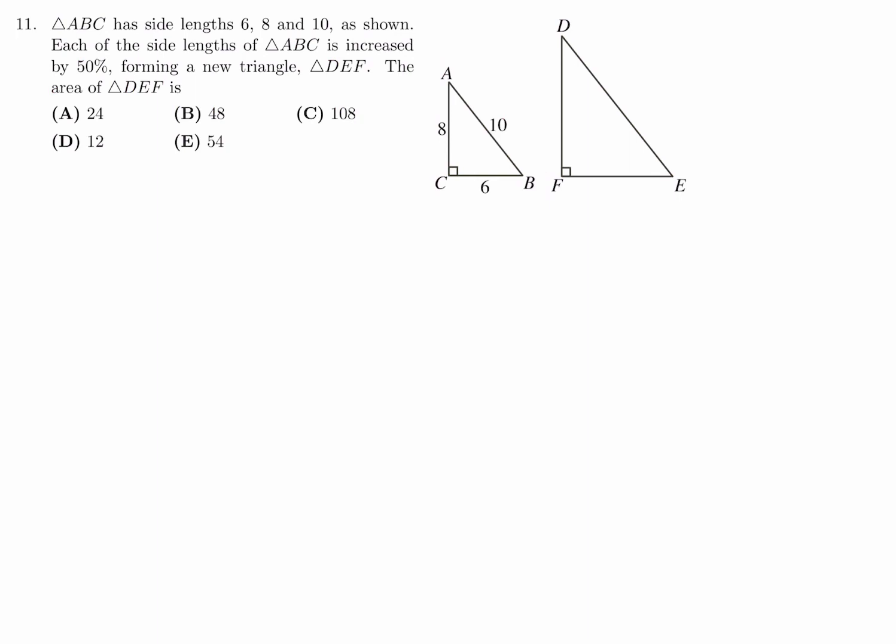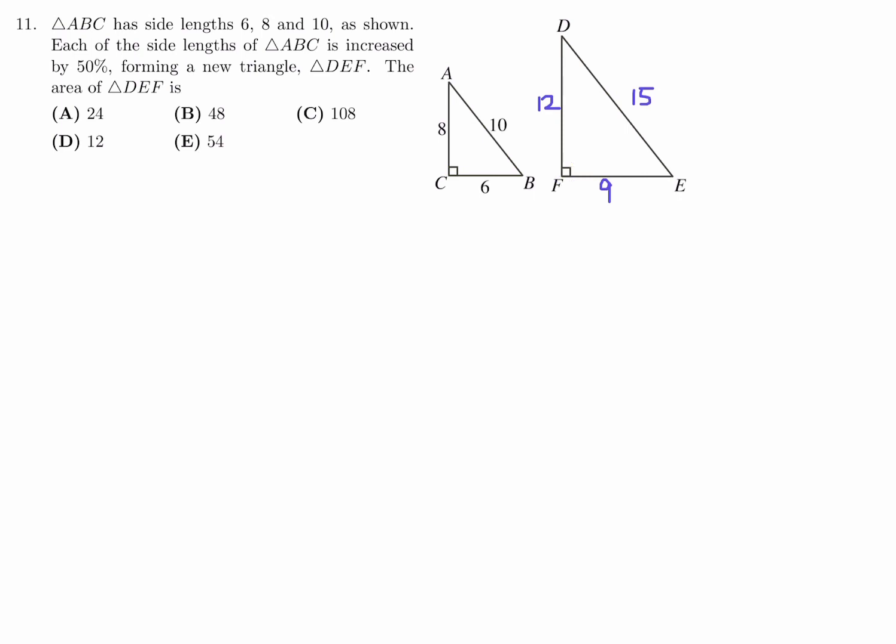Triangle ABC has side lengths 6, 8, and 10 as shown. Each of the side lengths of triangle ABC is increased by 50%, forming a new triangle DEF. The area of DEF is? This triangle ABC has side lengths 8, 6, and 10, and we're going to increase each of those by 50%. So this now becomes 12, this becomes 9, and this becomes 15. And this is still a Pythagorean relationship because it's a right angle.